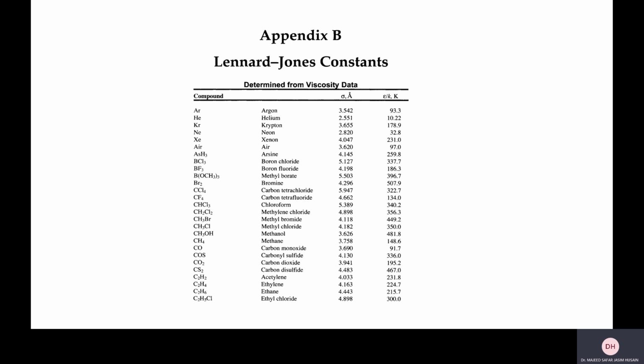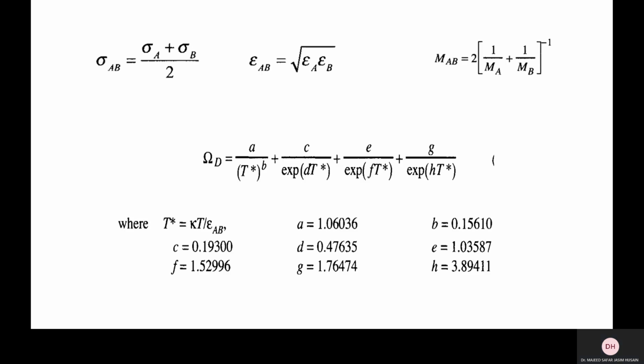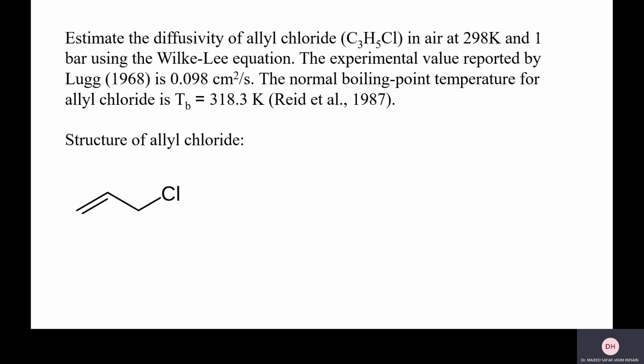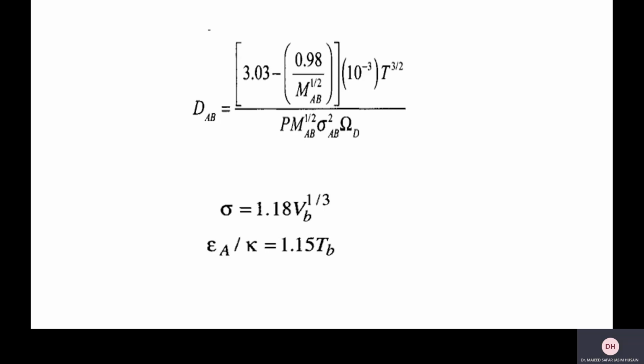So what about sigma A, allyl chloride? Well, to calculate that, you need to use this equation, the second equation below the diffusivity. Sigma, you see it? It's equal to 1.18 multiplied by VB to the power 1 over 3. So if you want to find the sigma of allyl chloride, that means you need to find the value of VB. So how can we find the value of VB?